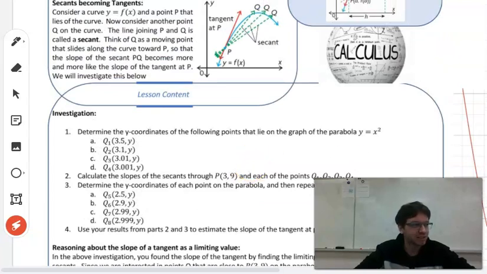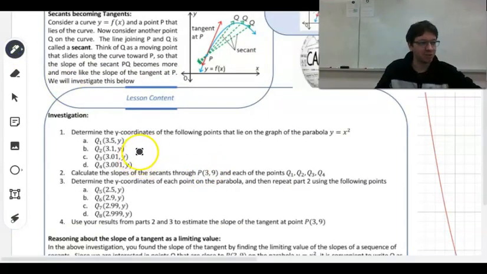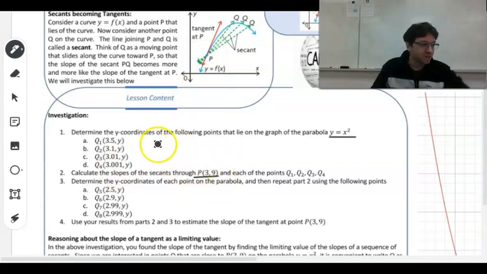Down here we have some numbers. For the graph y equals x squared, so not this one here, but just flip it, first we're going to find the value of y as the value of x gets closer and closer to P, because our point P here is going to be (3, 9).